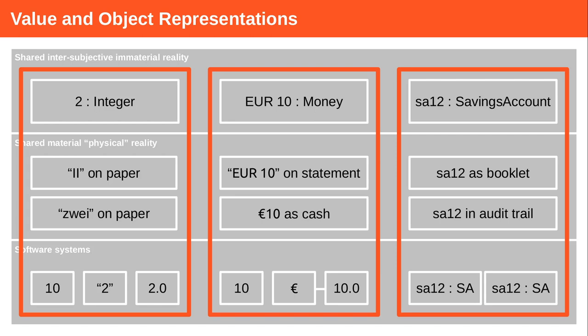Contrast that with objects. So the integer 2 and 10 euro, the money, are our values. Contrast that with an object like a savings account. A savings account has identity. It was born at some point in time and might even get deleted. In the physical world, it's represented as a booklet, perhaps, but also in a paper printout for an audit trail by a bank. And of course, certainly in the software systems in a bank, that very savings account might be represented multiple times. But because it has an identity, we all know, or we should be talking about the same savings account all the time. So that is an object, has a life cycle, has an identity, and so forth.